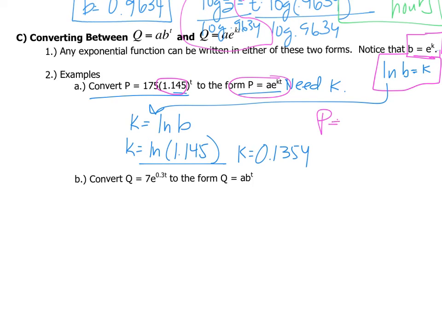And then we're just taking this function and plugging in the values we know. The initial amount at 175, or value of a, is not changing. I'm going to take that and use that again, and then e to the 0.1354, that value of k we just found, t.